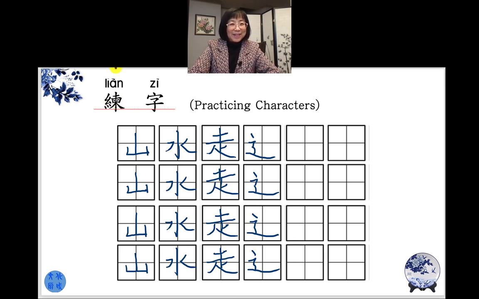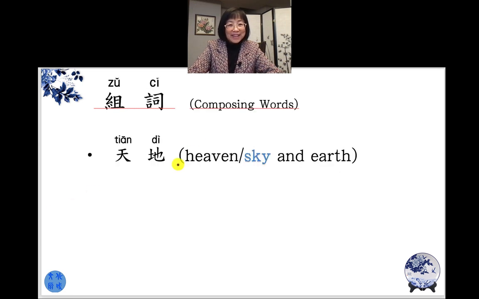All right, so that's the writing. Last time when we did composing words, there's one word, 天地. I told you the meaning is heaven and earth, but because 天 has another layer of meaning, which is sky, 天地 also means sky and earth. And I missed that layer of meaning last time.